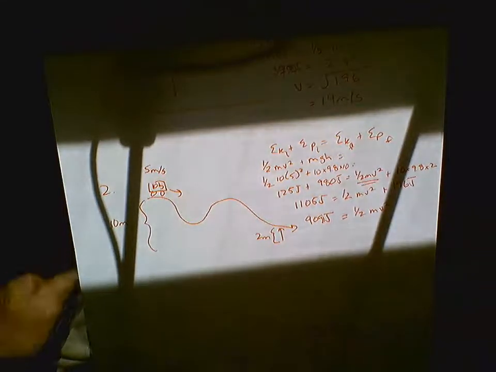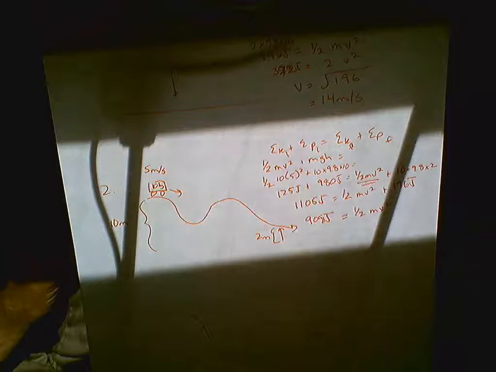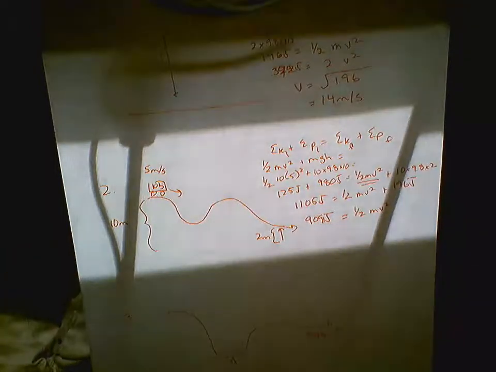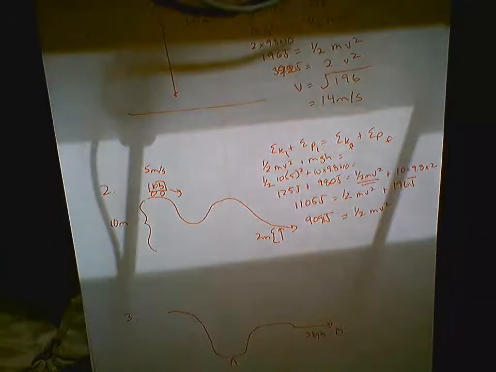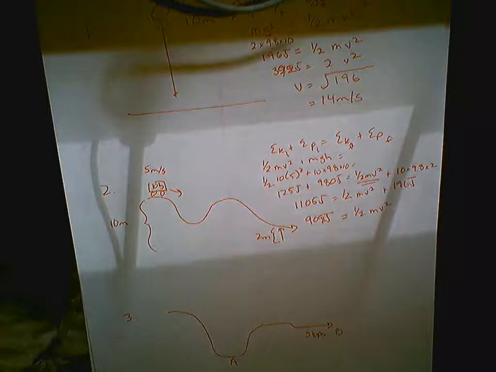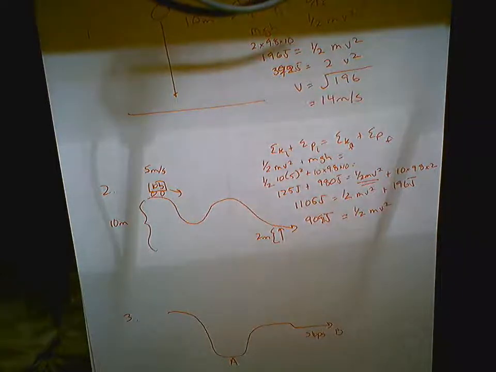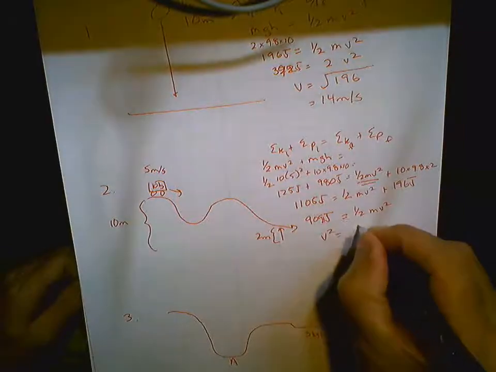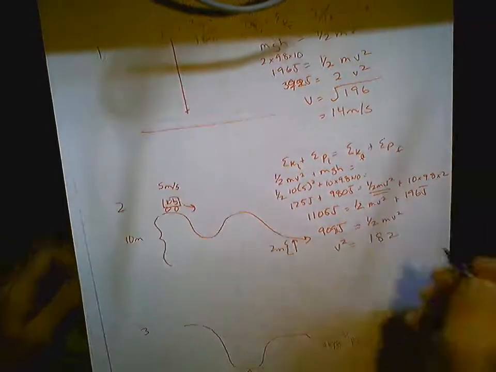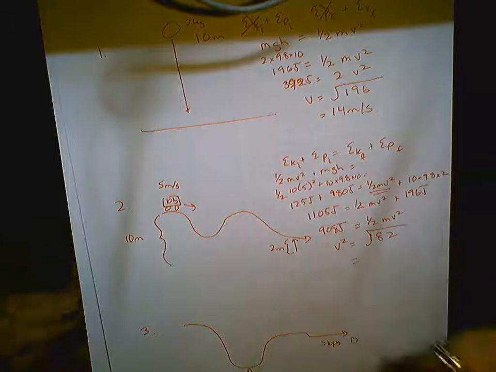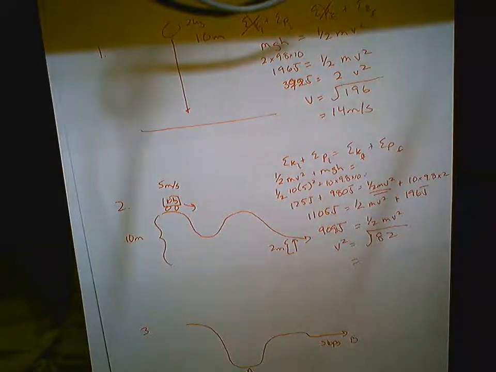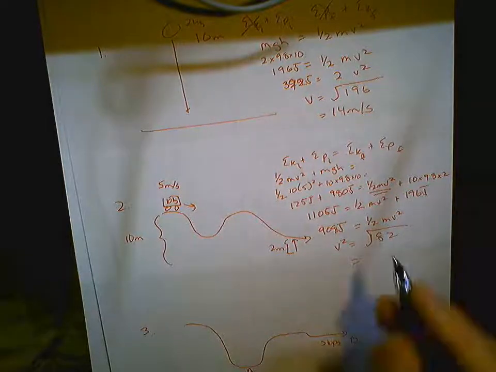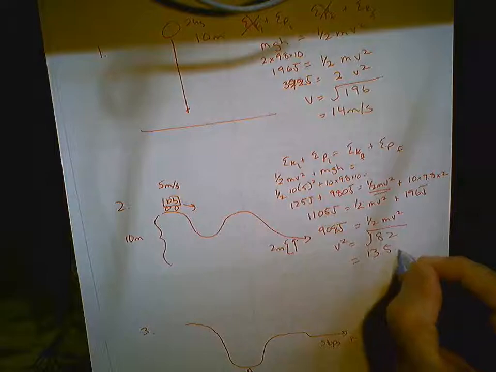And now we can move through and solve for this. It's going to be 2 times 909, and then we're going to divide that by 10 for the mass, and we're going to get v squared equals 182. We'll take the square root of 182, and we'll get 13.5 meters per second.